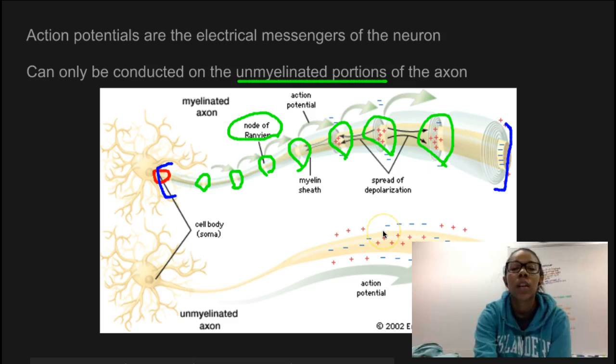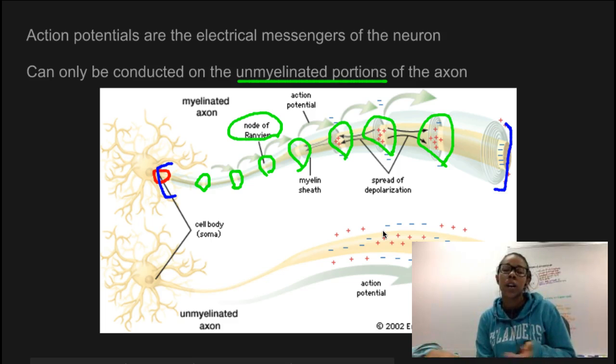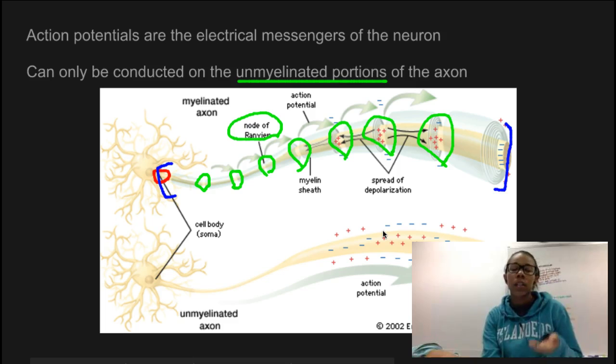The only reason this is true is because in order for an action potential to occur, you need to move around some ions, which we're going to get into next. So you need to move ions in and out of the axon. You can't do that if you are covered with myelin.